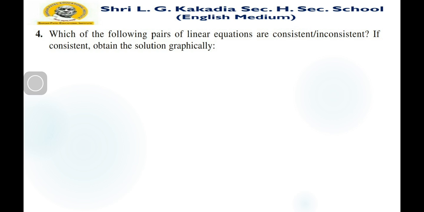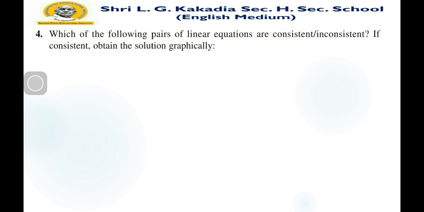Example number 4. Which of the following pairs of linear equations are consistent or inconsistent? If consistent, obtain the solution graphically. We know that by the table, the ratio of coefficients of the given two linear equations, there are 3 conditions. If the ratio of coefficients of the given linear equations satisfies 3 conditions from the table, then we can say that the given equation is consistent or inconsistent.